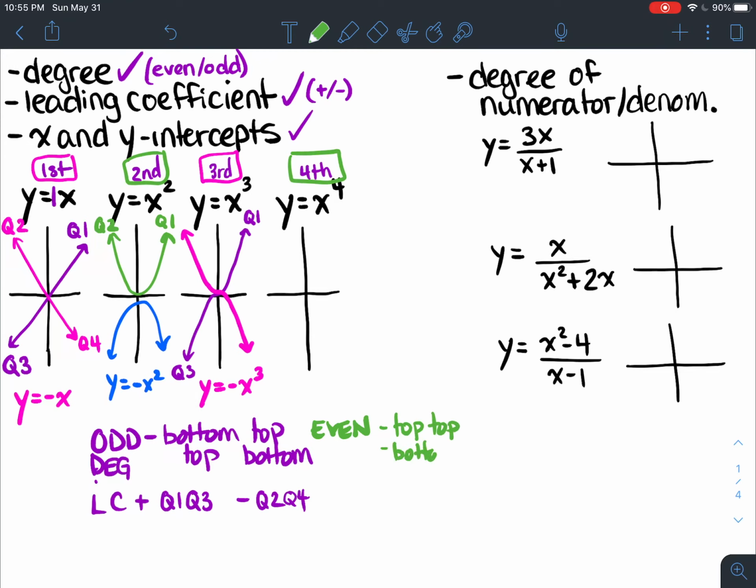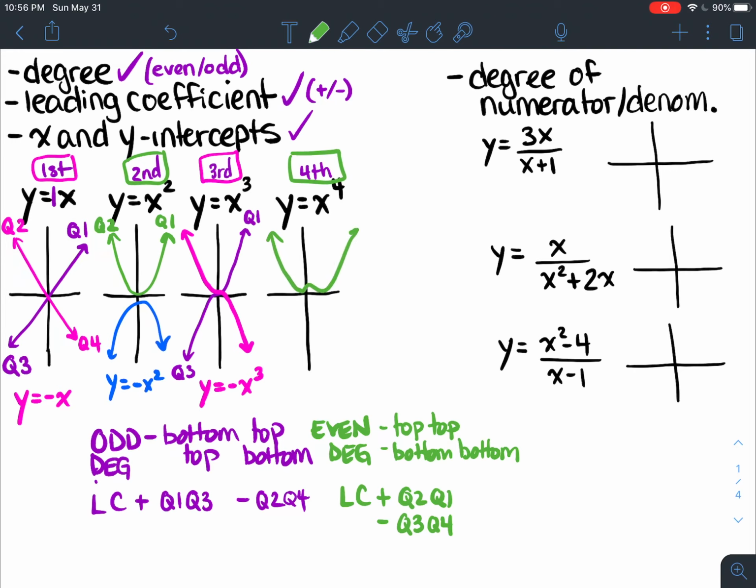So it looks like even either goes top to top or bottom to bottom. I don't know, that's probably bad terminology. So if it's an even degree, it does that. We see that if the leading coefficient is positive, it's quadrant 2 and quadrant 1. And if it's negative, it's quadrant 3 and quadrant 4. Okay, so if we had x to the power of 4, positive leading coefficient, we know it has to start and end in quadrants 2 and 1.